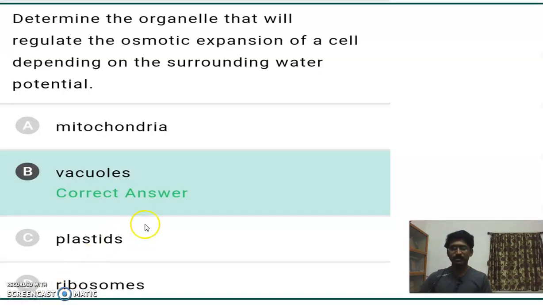Now next question. Determine the organelle that will regulate the osmotic expansion of the cell depending on the surrounding water potential. Mitochondria are involved in ATP synthesis, plastids are never involved in osmotic balance, ribosomes are involved in protein synthesis. So vacuole is the correct answer. Vacuoles in the plant are involved in osmotic expansion of the cells depending on the surrounding water potential. So B is the correct answer.